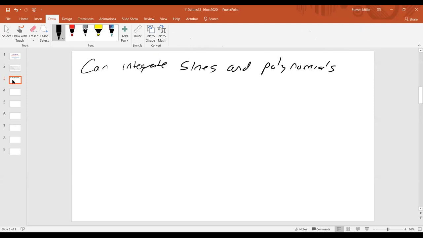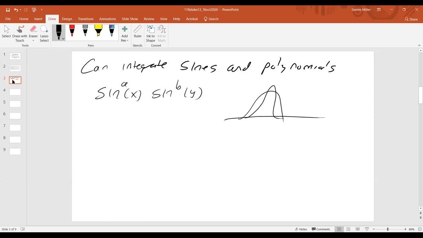So we can do, say, sine of x to the a power, sine of y to the b power. But if you look at that, that gave us something that looked roughly like this, and that's not the most general form. Any thoughts as to how we could try to get a more general function if we can do powers of sines?